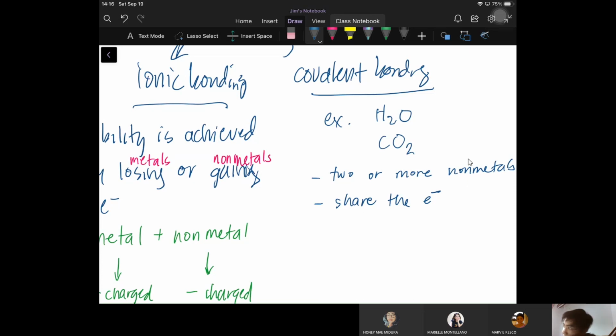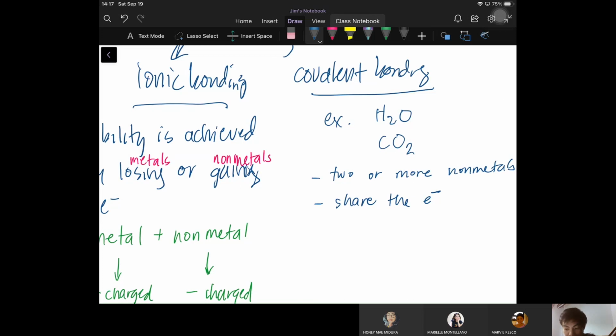Okay? So, parang yung pagkain, no? So, hati na lang, no? Kunwari, nasa handa ka. Ayaw mo naman na wala kang handa, no? Hindi, mag-share na lang kayo ng natira, di ba? So, ganun yung idea ni covalent bonding.